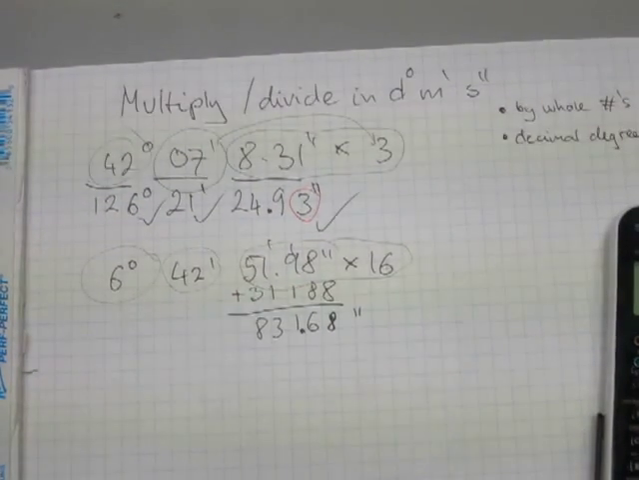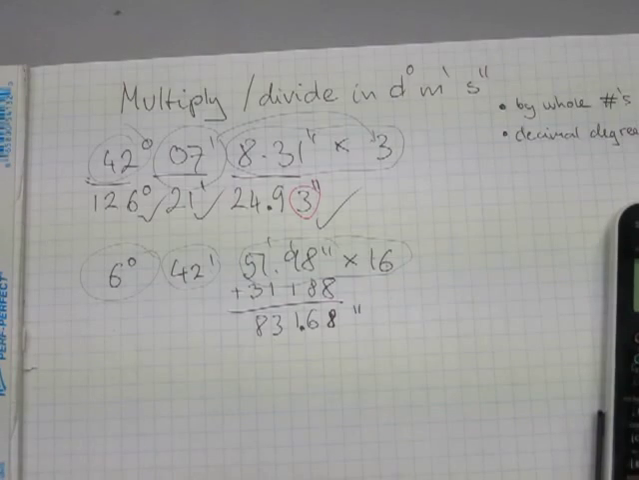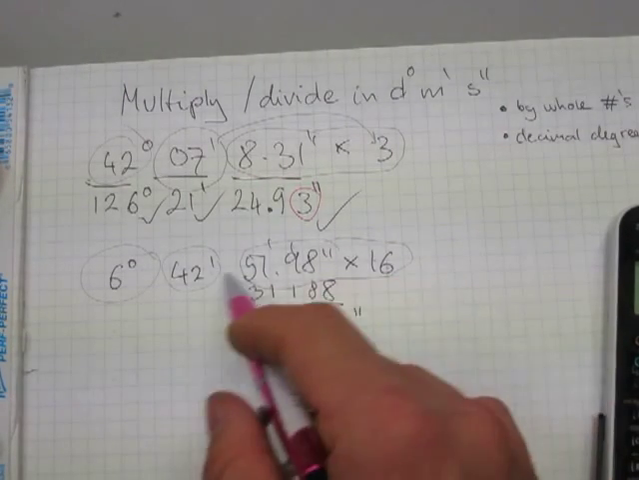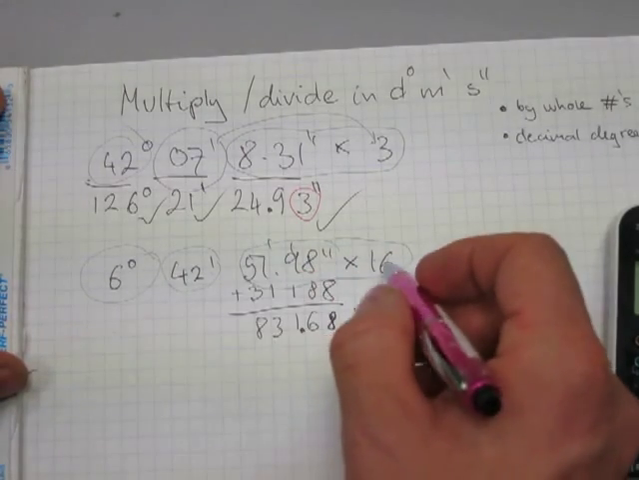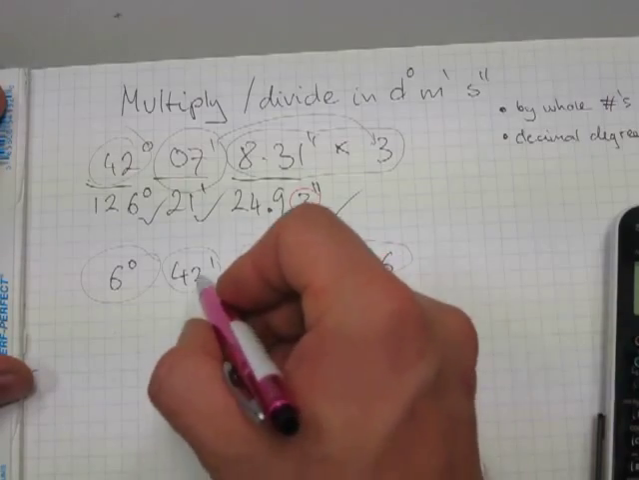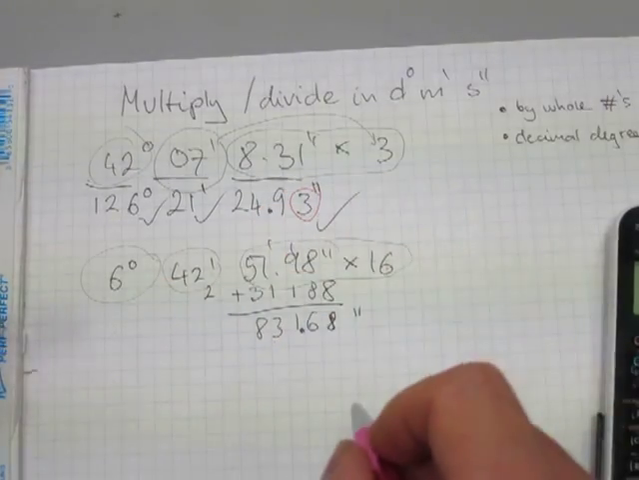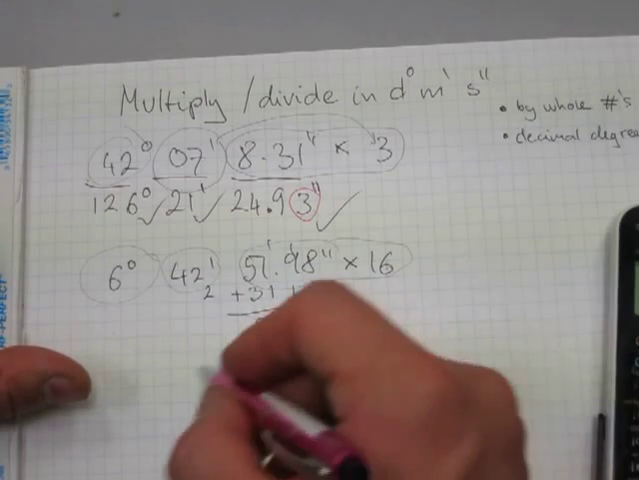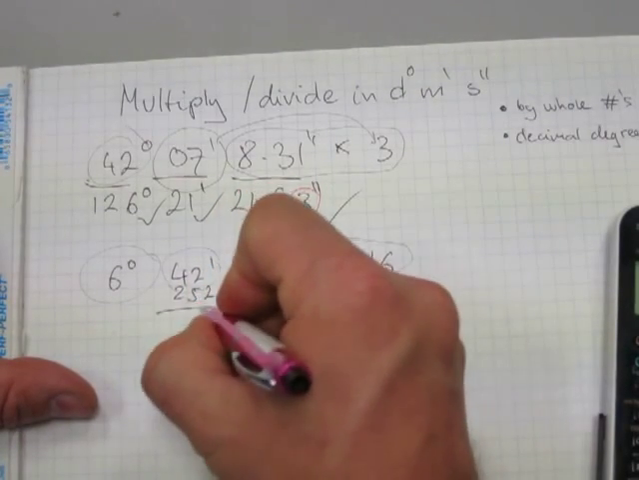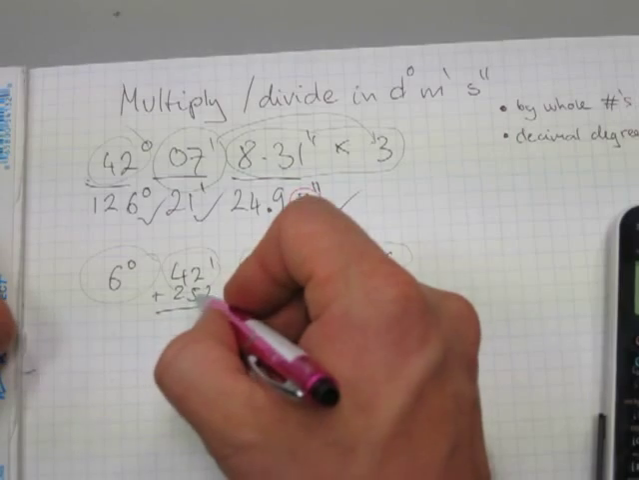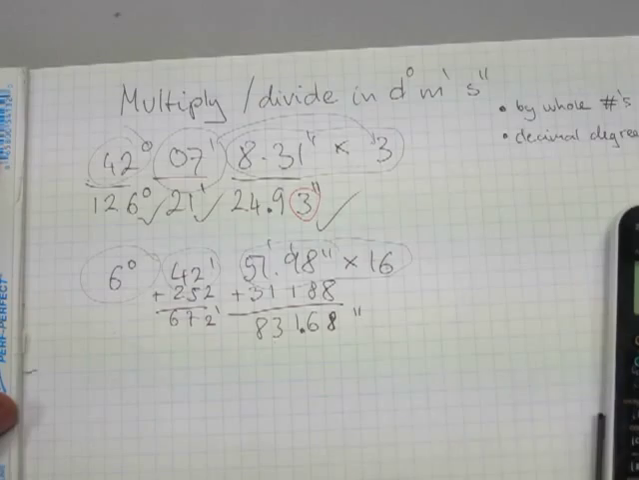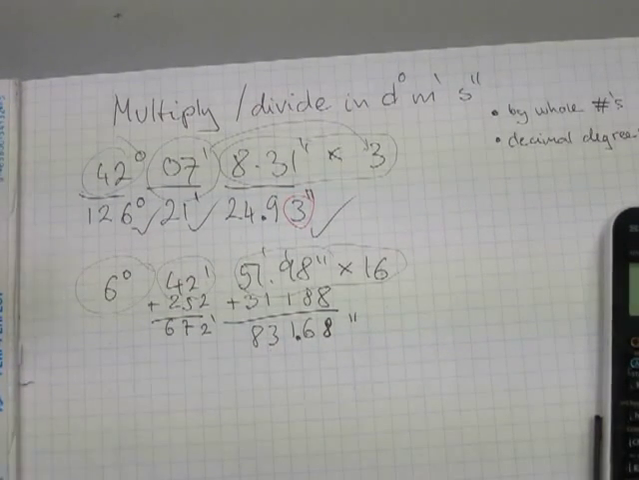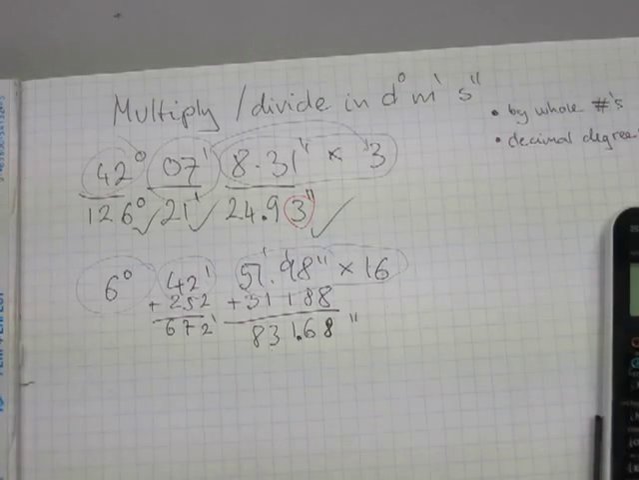Let's multiply 42 minutes by 16. 42 times 1 is itself, I'm not gonna write it down again. That represents 420. So 6 times 2 is 12, 1 carry over. 6 times 4 is 24, plus 1 is 25. Add them up: 2 is 7. That's 672 minutes. Obviously, some of it will be traded up into degrees.